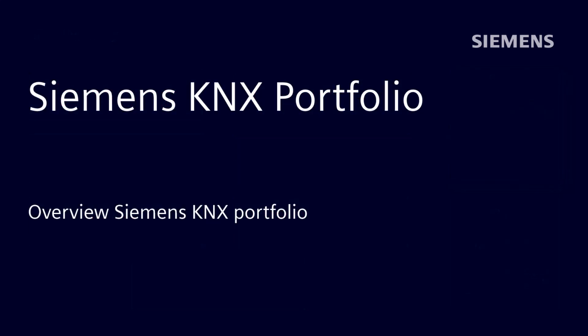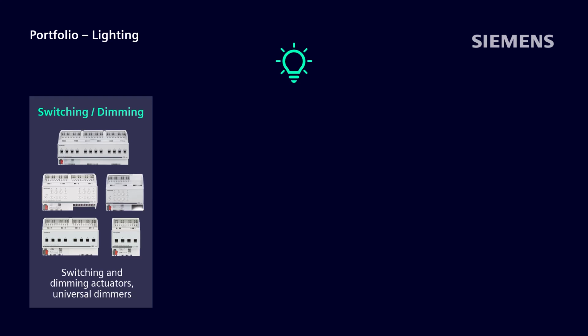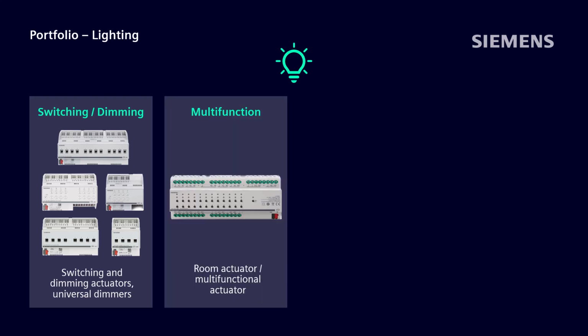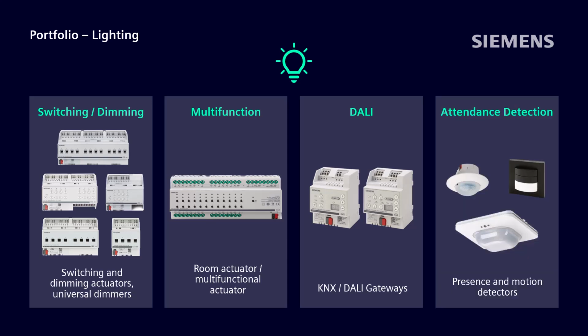After looking at the basics and advantages of KNX over conventional electrical installation and gaining an insight into the ETS software, we now turn our focus to Siemens' KNX portfolio. Siemens offers a comprehensive range of smart KNX products based on the international KNX standard, covering the following areas. Lighting. For optimal lighting control, a versatile portfolio of switching and dimming actuators, multifunctional actuators, DALI gateways as well as motion and presence detectors are available.